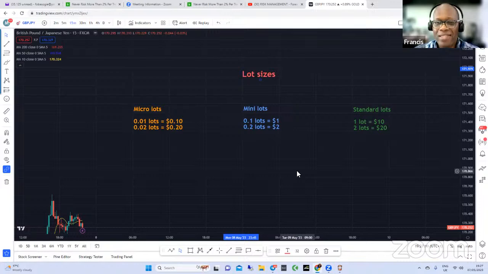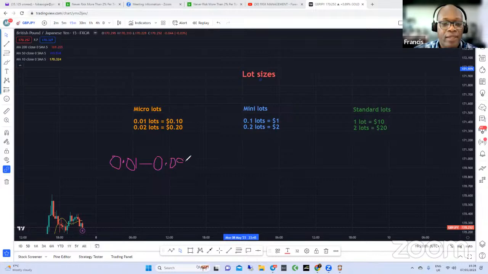We have done lot sizes in the past. We've had a class on lot sizes before, but obviously we are teaching it differently now. We're taking it further. The lot size is one of the first things that a Forex trader learns. We're not going to go into details with that today, but let me just quickly draw this out. Anything between 0.01 all the way to 0.09 is classified as a micro lot size.